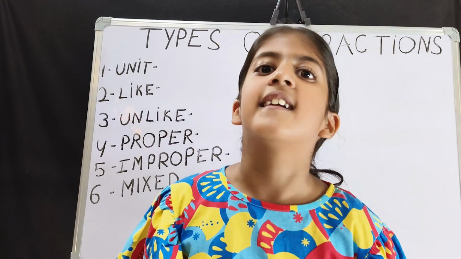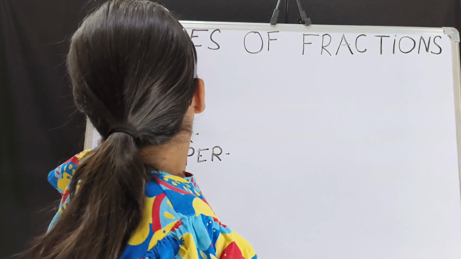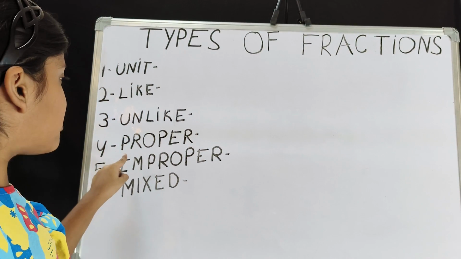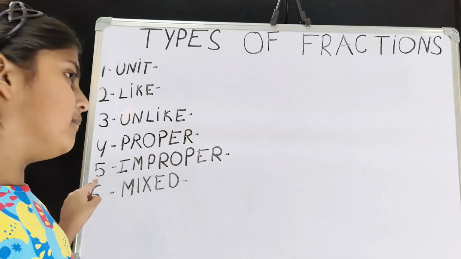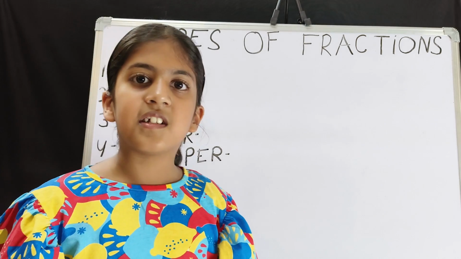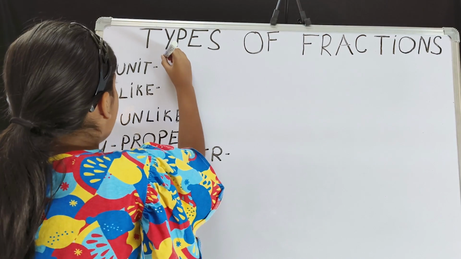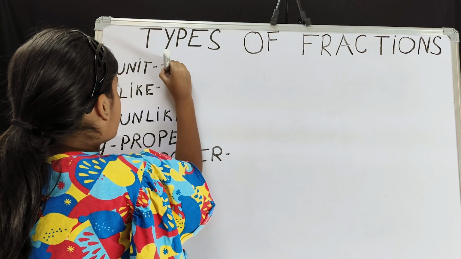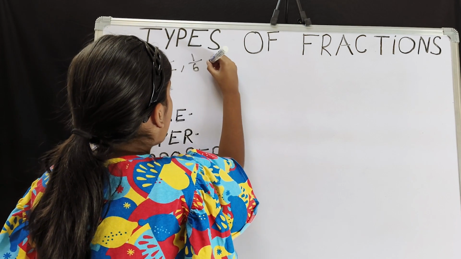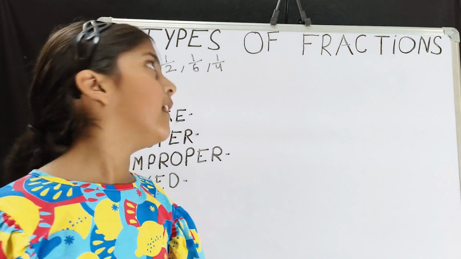Now let's learn the types of fractions. There are 6 types of fractions: unit fractions, like fractions, unlike fractions, proper fractions, improper fractions, and mixed fractions. Unit fractions are fractions that have 1 in their numerators, like 1 upon 2, 1 upon 6, 1 upon 4, etc.